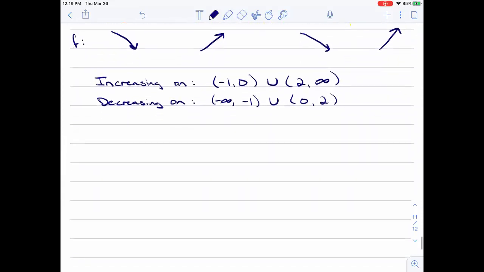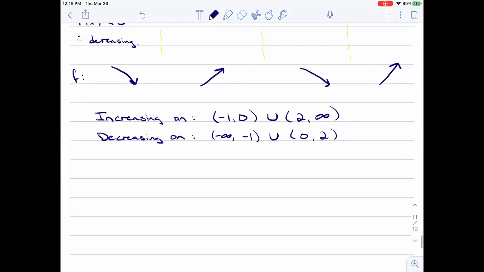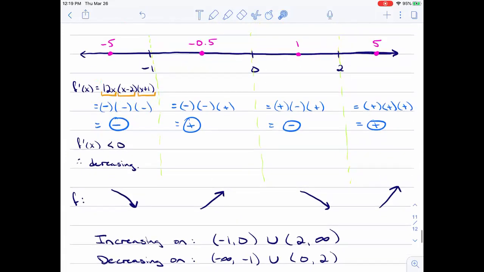Okay, so we found the intervals where it's increasing or decreasing. Now we can use this behavior because we know we have a critical number at -1, and it switched from decreasing to increasing. So it looks like I've got a minimum here, and then it switched from increasing to decreasing. So I've got a maximum here, and then same thing here. I've got another minimum over here.